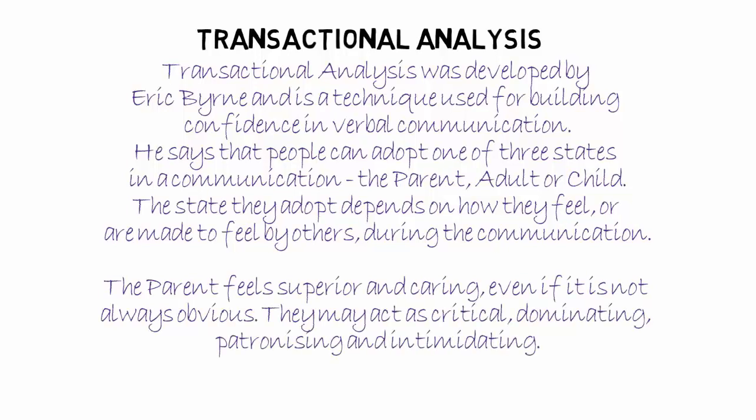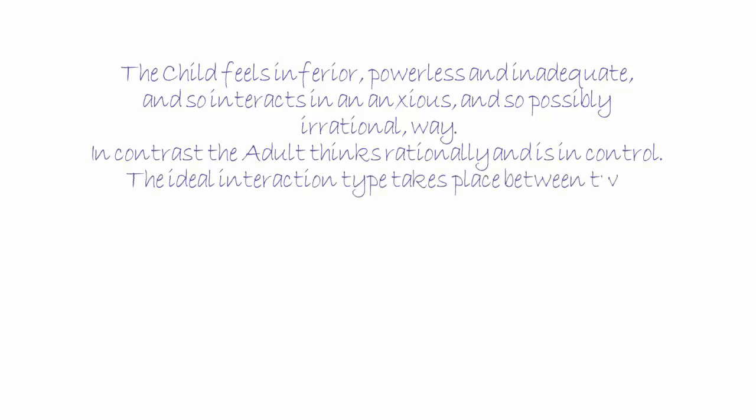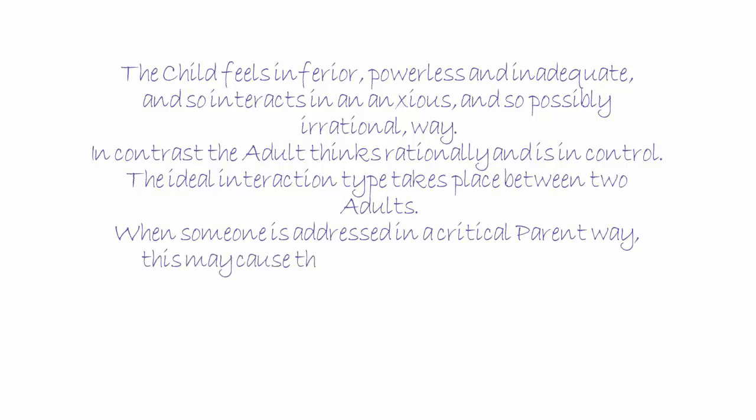The parent feels superior and caring, even if it's not always obvious. They may act as critical, dominating, patronising, and intimidating. The child feels inferior, powerless, and inadequate, and so interacts in an anxious and possibly irrational way. In contrast, the adult thinks rationally and is in control. The ideal interaction type takes place between two adults.